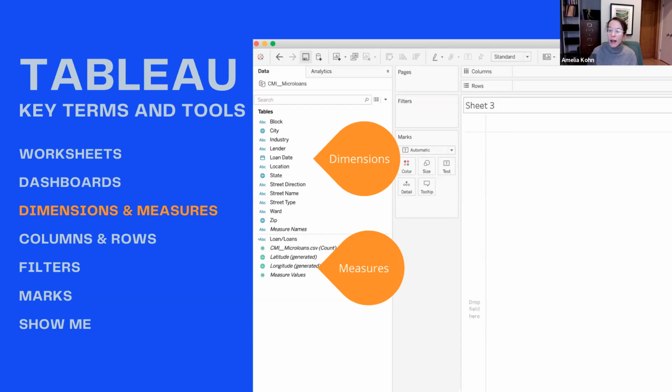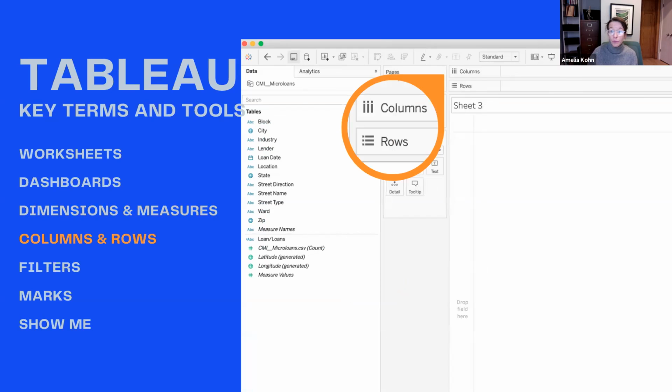Tableau will also automatically give you latitude and longitude if you bring in any geographic variables. So if you have a zip code or state in your data set, it will automatically calculate the latitude and longitude, for example, for each zip code. We're going to see that as well. It also creates something called measure names and values that allow you to build certain types of views that involve multiple measures, but we're not going to go into that in this demonstration.